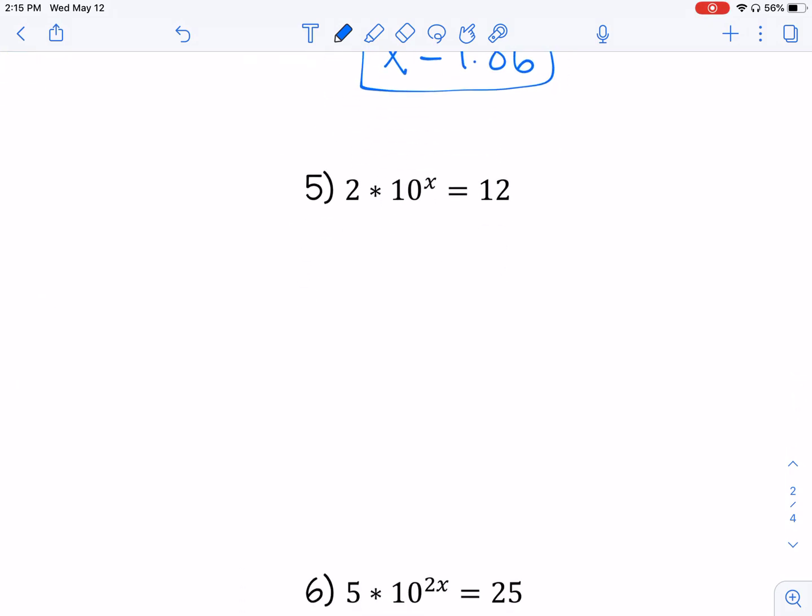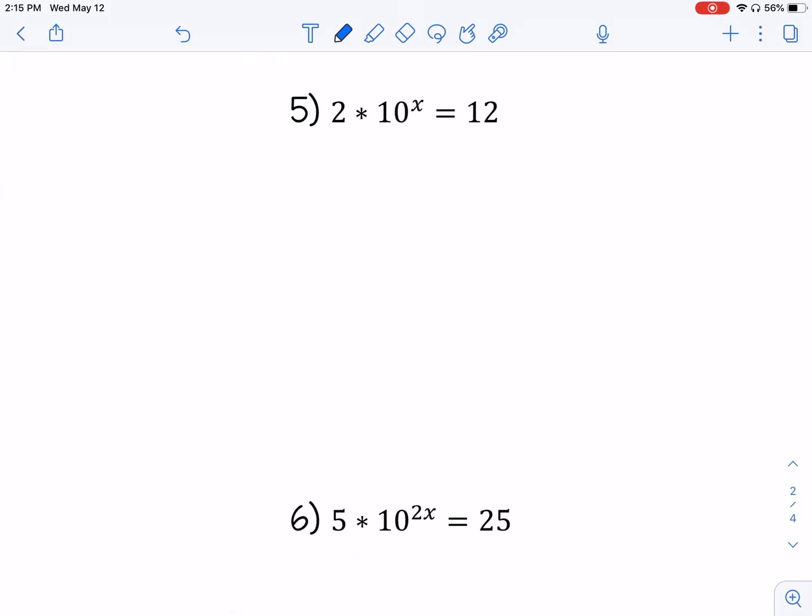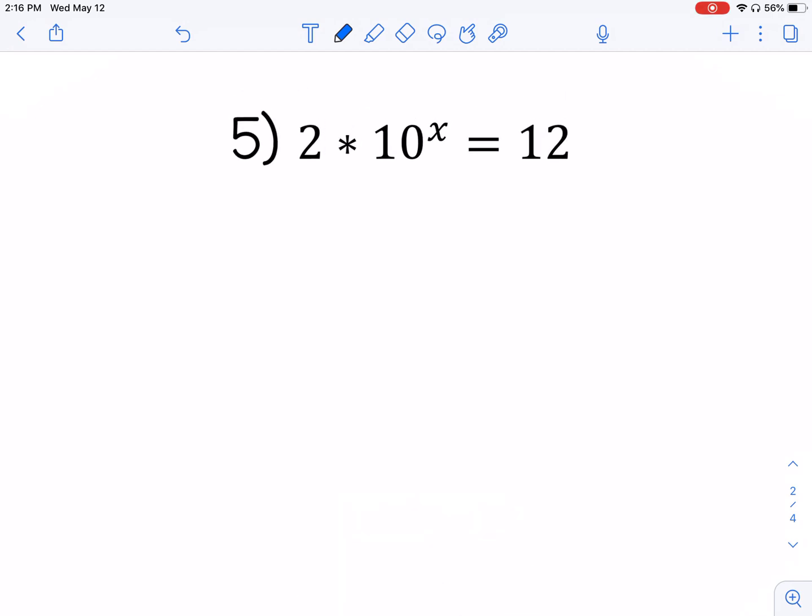Okay, let's jump over to these. These ones get a little bit more complicated. Now we need to solve a little bit of an equation, right? We need to get that 10 to the power of x all by itself. So the first thing we're going to do, right now these two things are being multiplied, we're going to divide by 2. Goes away over here, we're left with 10 to the x equaling 6.